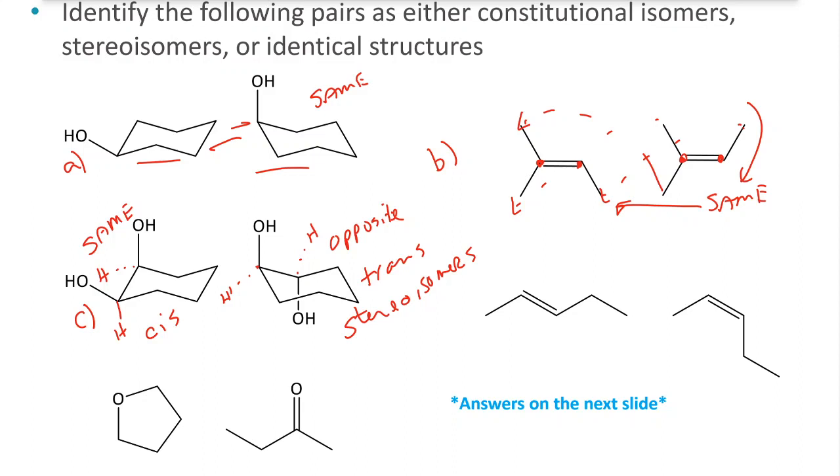So what about this molecule set we'll call D? We have 1, 2, 3, 4, 5 carbons in both of them, and we have a double bond between the second and third carbons in both of them. But the first molecule has hydrogens on opposite sides. The second molecule has hydrogens on the same side. So the first one is trans 2-pentene. The second one is cis 2-pentene.